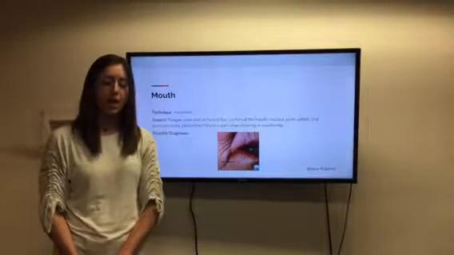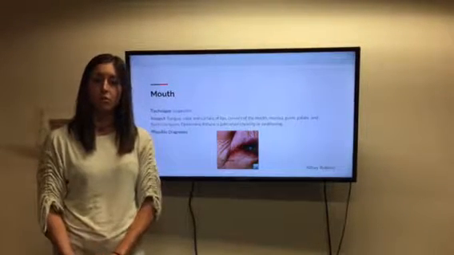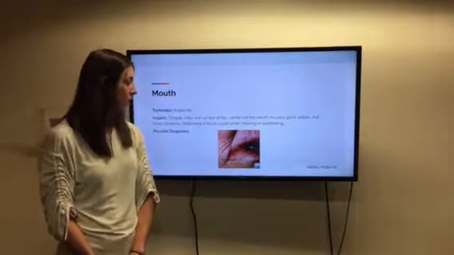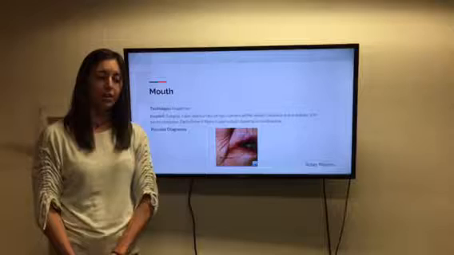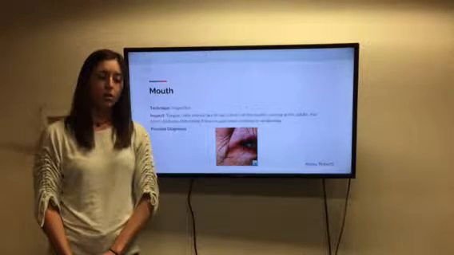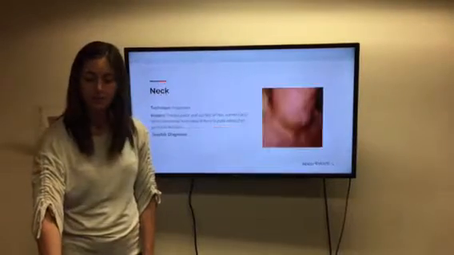The mouth, using inspection, inspecting the tongue to see color, surface of lips, corners of mouth, mucus, gums, and then you're determining if there's any pain when the patient swallows or chews. And then possible diagnoses could be dehydration, riboflavin, anemia, vitamin C deficiency, and B12 deficiency.